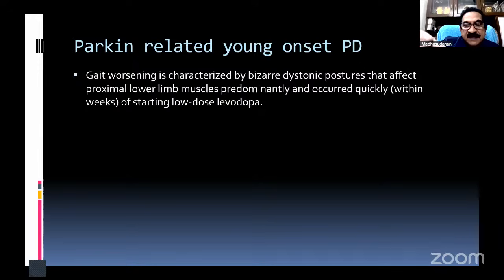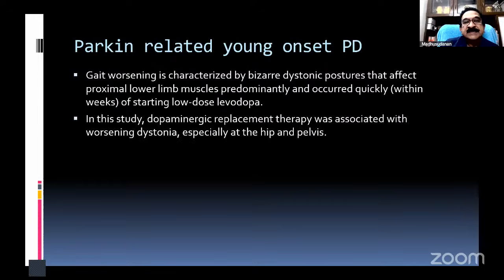And something like a plantar flexed position. That is why it appears like a foot drop. But mainly in the thigh, affecting the proximal lower limb muscles predominantly, that occurred quickly within starting the oral levodopa.